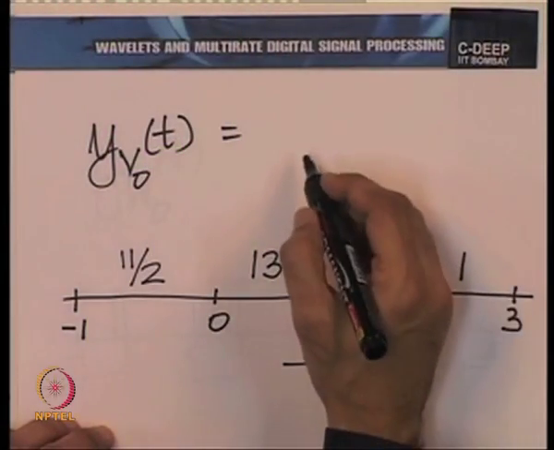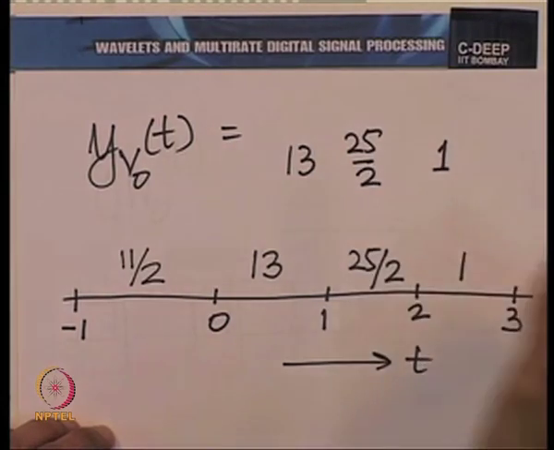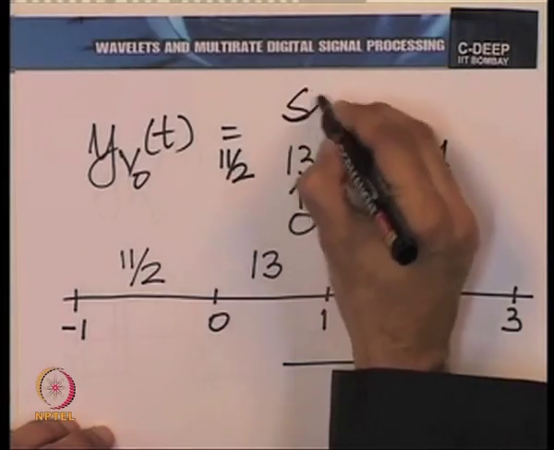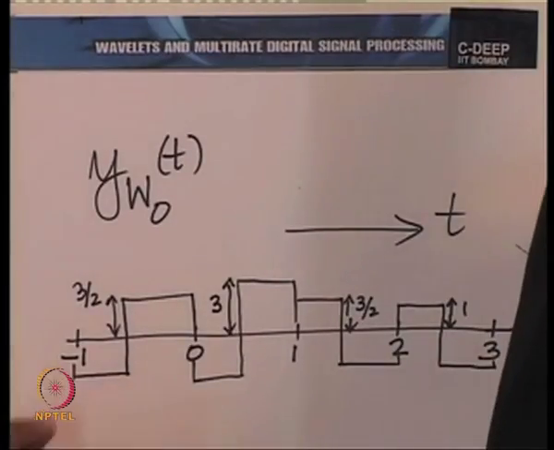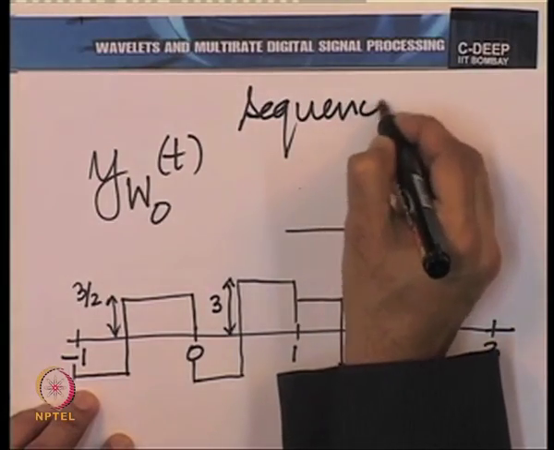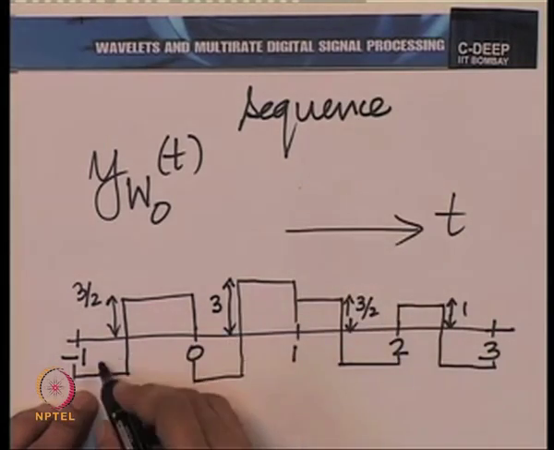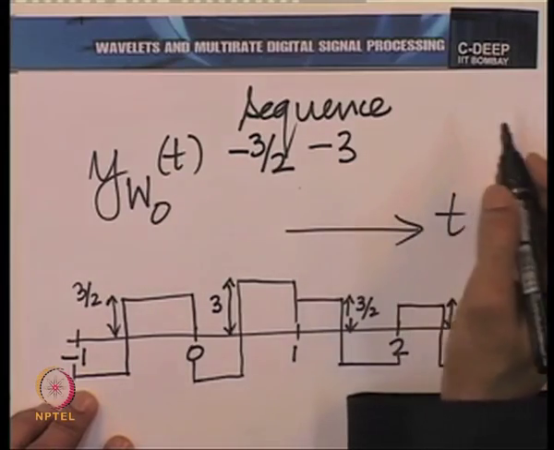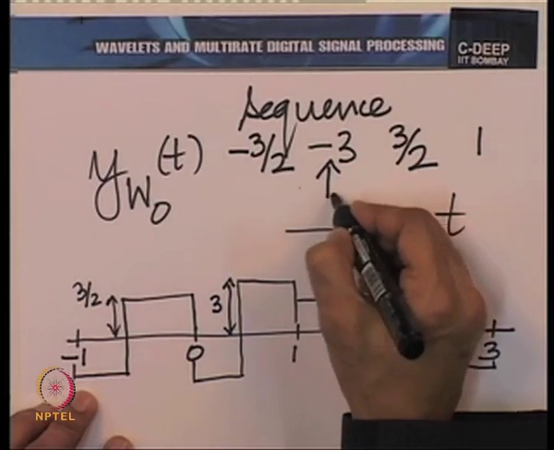How would the sequence here look? The sequence would be this: 13, 25 by 2, 1, 11 by 2, 13 marked at 0. This is the sequence. And similarly, we can put down a sequence corresponding to the projection on W0. So, the sequence here would be 3 by 2 at minus 1, minus 3 at 0, and so on. So, minus 3, minus 3 by 2, plus 3 by 2, and plus 1 with the minus 3 put at the point 0. That is the sequence.